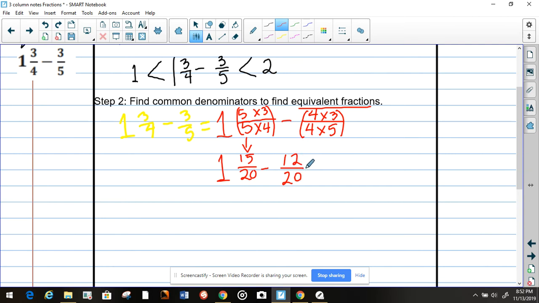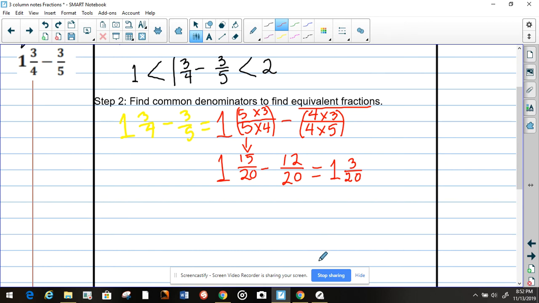So we have 1 and 15/20 minus 12/20. Can we do this subtraction? Of course. The 1 is going to be intact because we're going to subtract 12 from 15, and the answer is 3. The denominator is the same. So there is our answer, my friends. That's one method. I will explain another method in a moment.